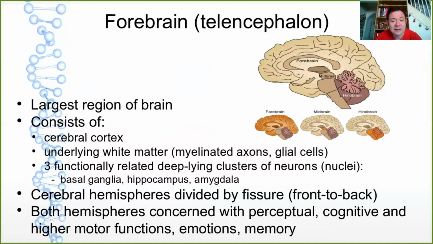The cerebral hemispheres are divided by a fissure from front to back. So you have a left brain, you have a right brain, and there's a huge fissure down the middle. A number of connecting axons go from left to right of the brain, therefore allowing the brain to function as one unit. These neurons are known as the corpus callosum. They move signals between the left and right hemisphere of the brain. Both hemispheres are concerned with perceptual, cognitive, and higher motor functions, and also emotions and memory.